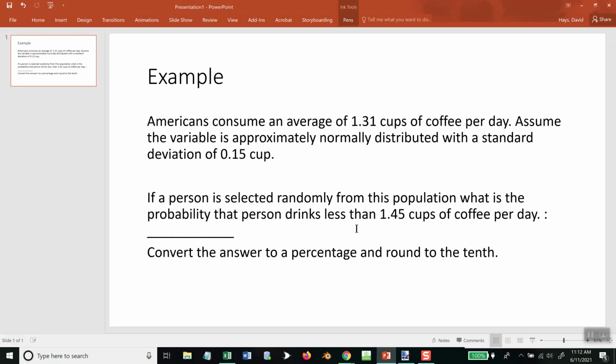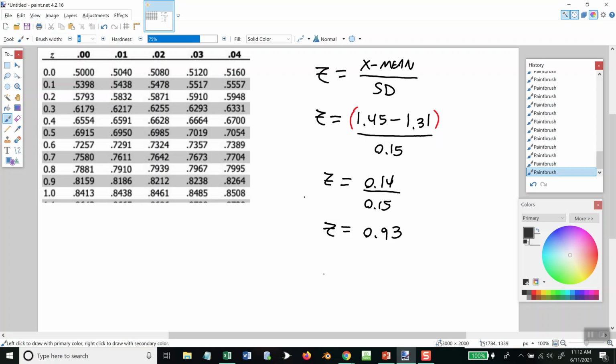Now this says less than. So what we got, less than means shaded to the left, which works out perfect because that's what our table is based upon, the area left.